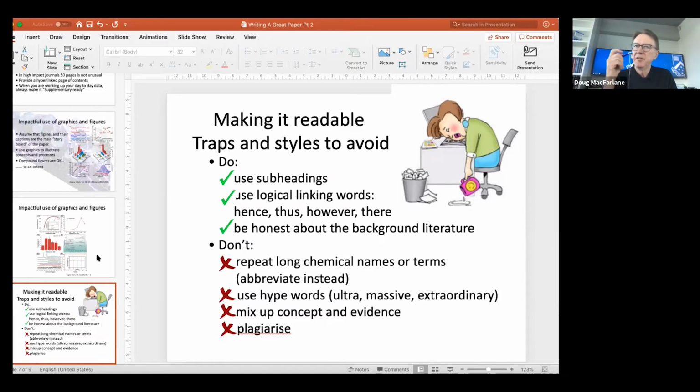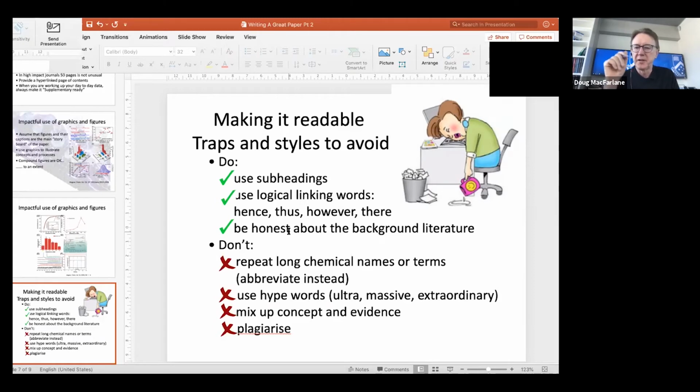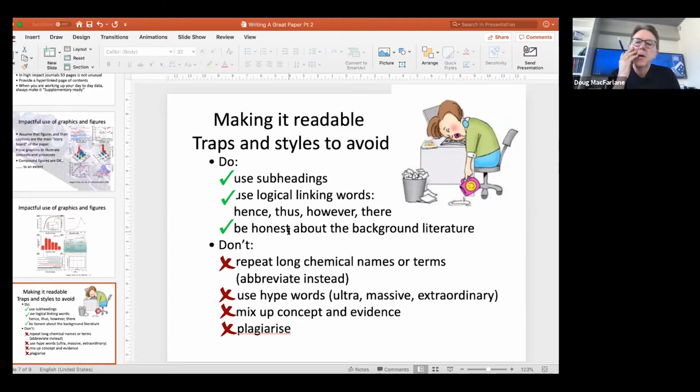I find if you want to build a chain of logic, it's good to link one sentence to the previous one with a logical word, which says there's a logical result here. These are words like hence, thus, however, and therefore. So these are words that help the reader understand what the next sentence means in respect to the previous one. And there's a mathematical language that each of these actually means.